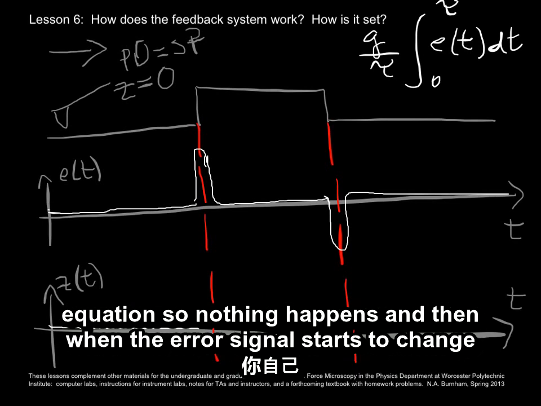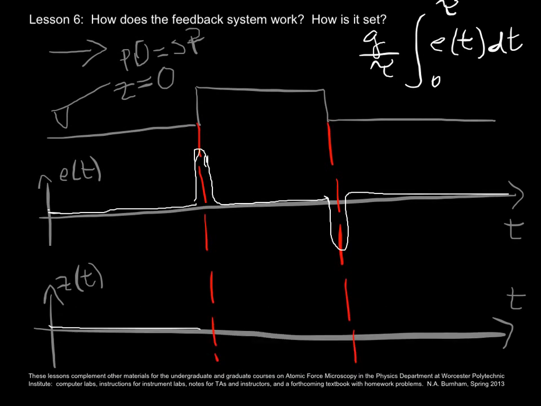And then when the error signal starts to change, what that operation is doing is essentially taking the area of this error signal, and that area will correspond to the height change of the scanner. Then we get up to the top of the step, and nothing's happening with the error signal, so nothing happens with Z. And then over here, we look at the area of the error signal, and now it's negative, and if you remember from calculus, there are things called negative areas. And the way I tried to draw it was that those two areas had the same magnitude. And so that means the scanner would return to its original position.